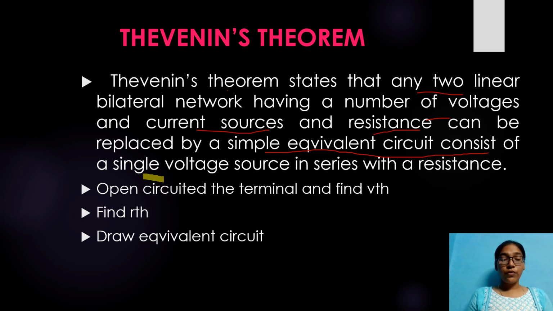There are 3 steps to follow. First step, open circuit the terminal and find the VThevenin value. Second step is to find the RThevenin value. And third step is to draw the equivalent circuit and find the voltage across the resistor that was replaced.